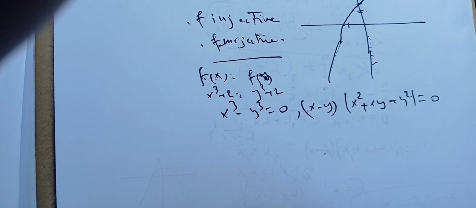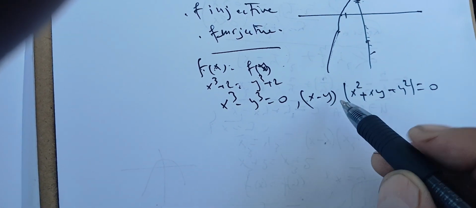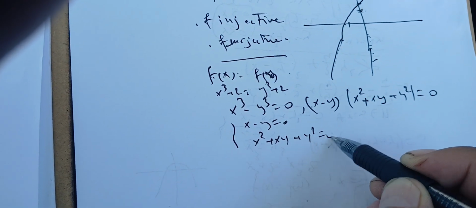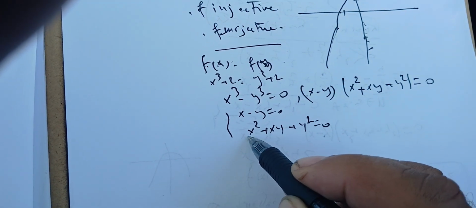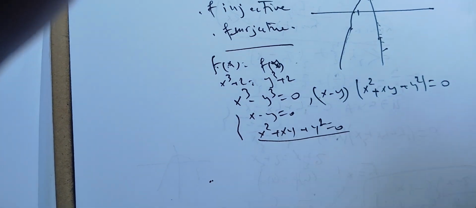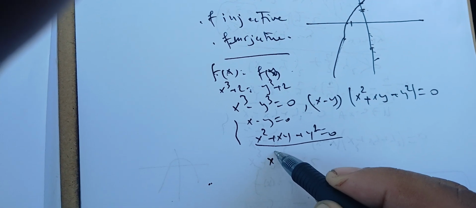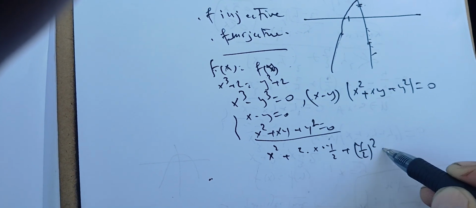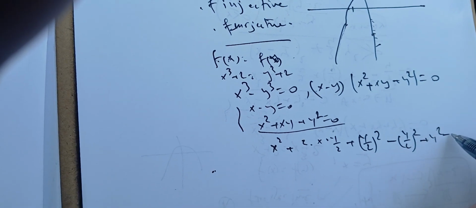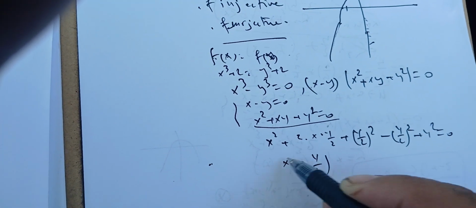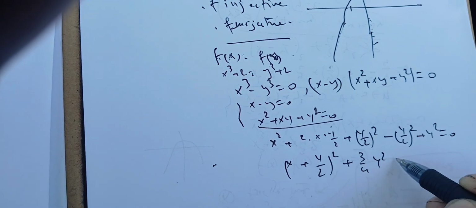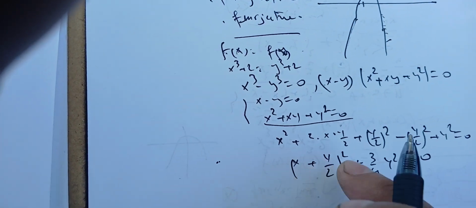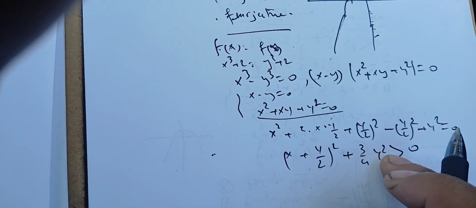So now we have this product equal to 0. That means x minus y is 0, or x squared plus xy plus y squared is 0. This second one is never 0. To see why, let's complete the square. It's x squared plus 2x times y over 2 plus y over 2 squared, minus y over 2 squared plus y squared, which is x plus y over 2 squared plus 3 over 4 y squared. This is bigger than 0 for all x and y except when both x and y are 0. So this is strictly bigger than 0, therefore it's never 0.